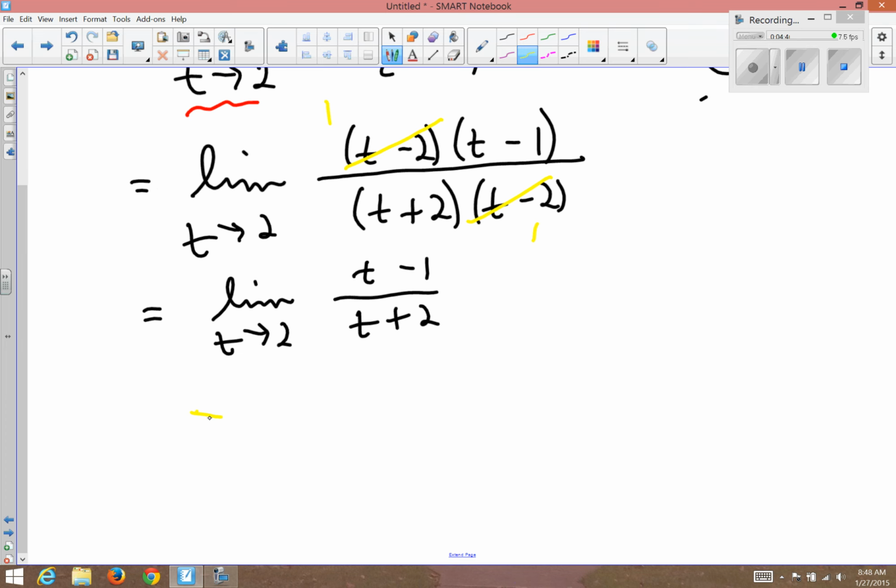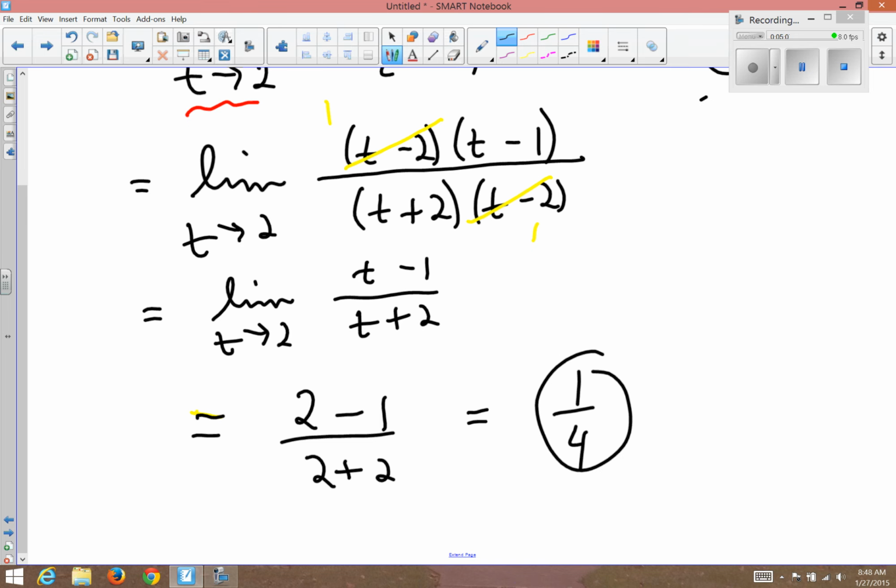This limit, the limit of t minus 1 over t plus 2 as t approaches 2, is 2 minus 1 over 2 plus 2. Notice where I'm in the step where I'm replacing t with 2, that's when I do not write limit in front anymore. That's the answer to exercise 22.